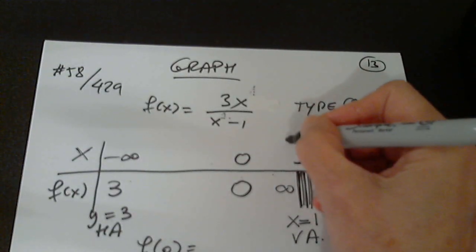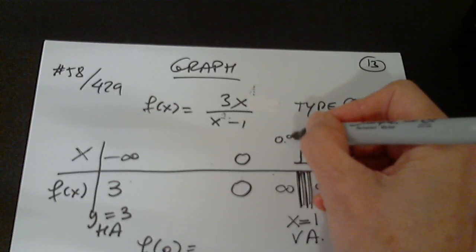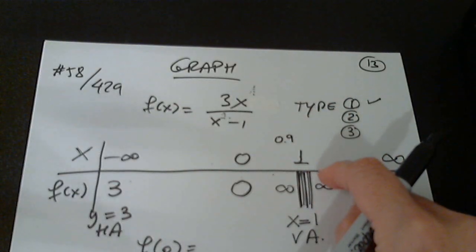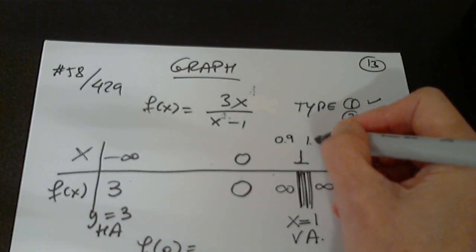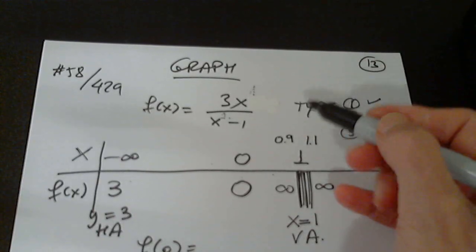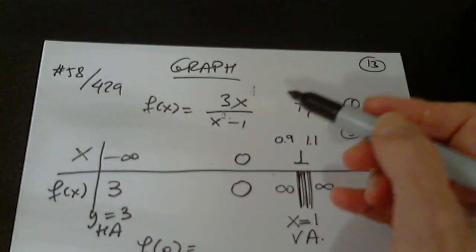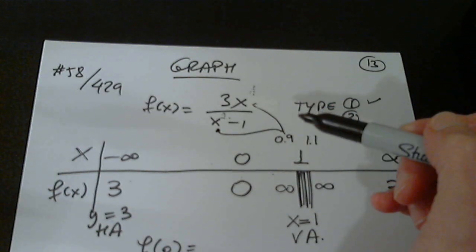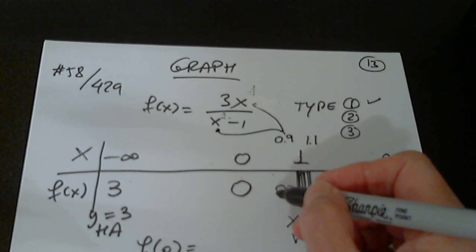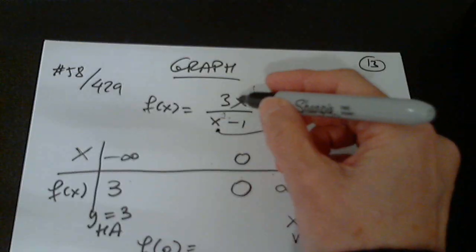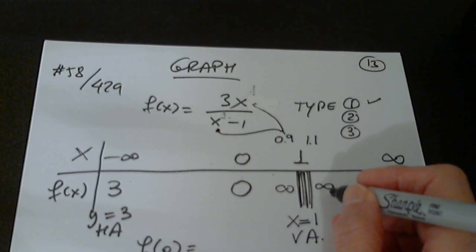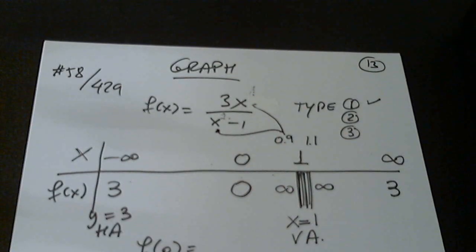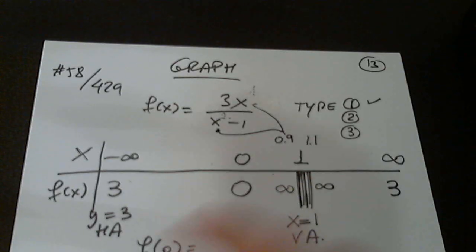To the left of 1, a very close number is 0.9. To the right of 1, a very close number is 1.1. I don't need a number. I only want you to plug in 0.9 and tell me the sign of the outcome. I want you to plug in 1.1 and tell me the sign of the outcome. Just the sign. I don't care for the number. And that gives me the sign of the infinity.